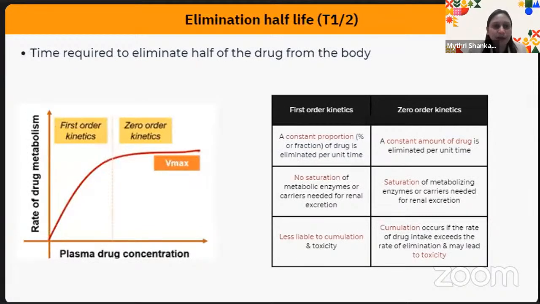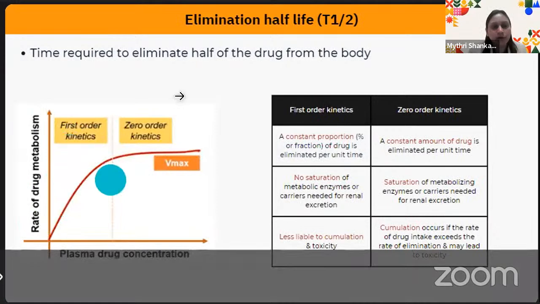Elimination half-life is the time required to eliminate half of the drug from the body. So we need to know first order kinetics and zero order kinetics. On the y-axis, we can see rate of drug metabolism, and on the x-axis, it is plasma drug concentration. In first order kinetics, a constant proportion or fraction of the drug is eliminated per unit time. There is no saturation of metabolic enzymes or carriers that are needed. And first order kinetic drugs are less liable to accumulation and toxicity. So these are the kind of drugs which we will prefer in patients with chronic kidney disease.